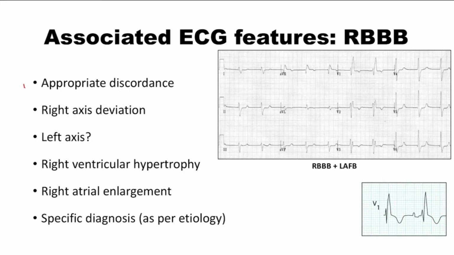Now some associated features. Now we have discussed the appropriate discordance in the LBBB video, the link of which you can find in the description below, which means that in the leads where there is a positive QRS complex, you find some amount of ST depression and T wave inversion, which is normal. So these are the leads on the right side, that is V1 and V2. There is an RS-R dash pattern, which is a positive QRS, and then there is a negative T wave and some amount of ST depression.